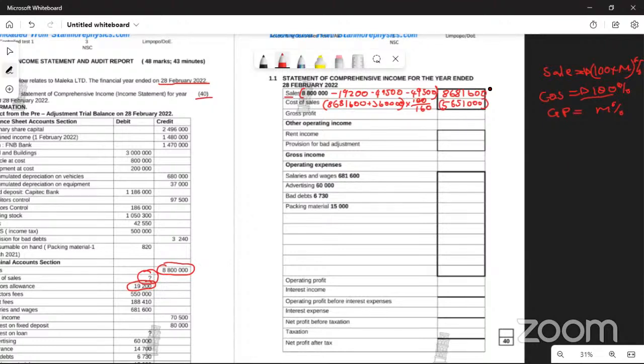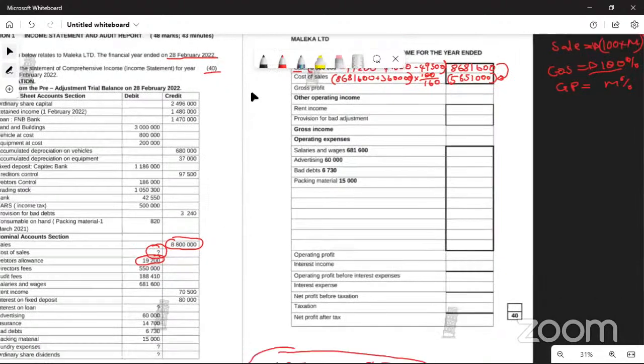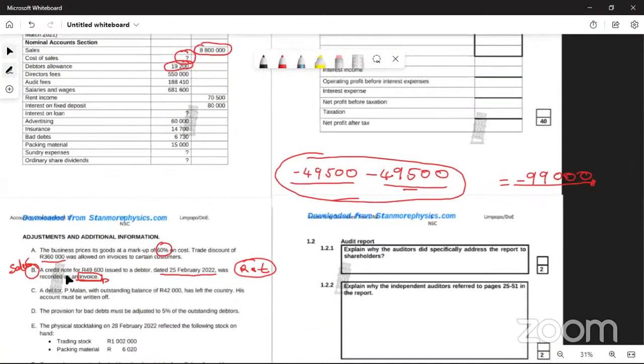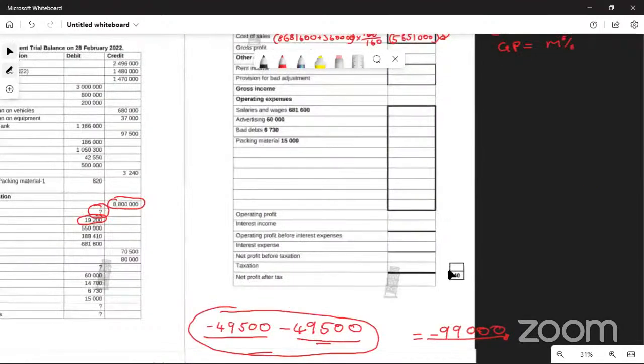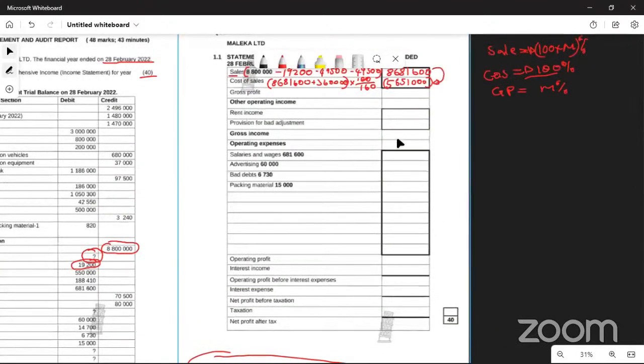You take this, you separate this one. So that means over here they have given us the business prices its goods at a markup. This is the markup achieved. So we suppose it is specified, this is your markup achieved, which means you are using markup achieved. So you take this, you separate this amount, which will give us how much?